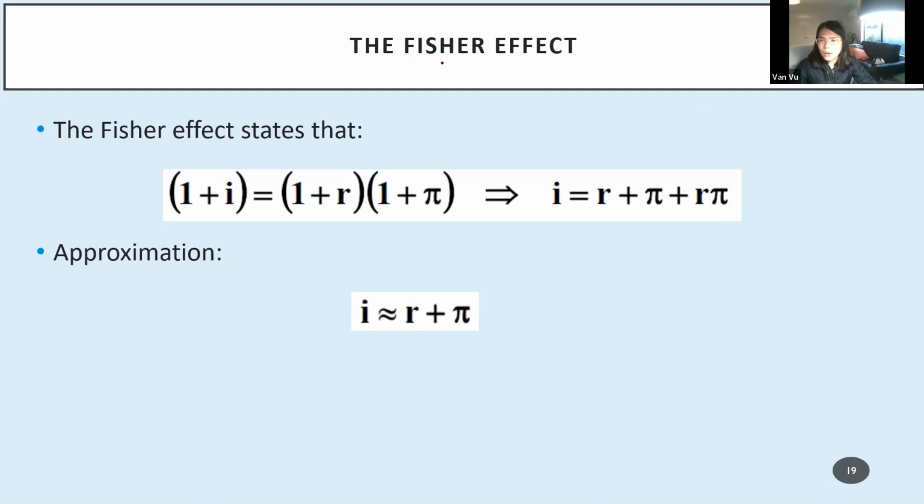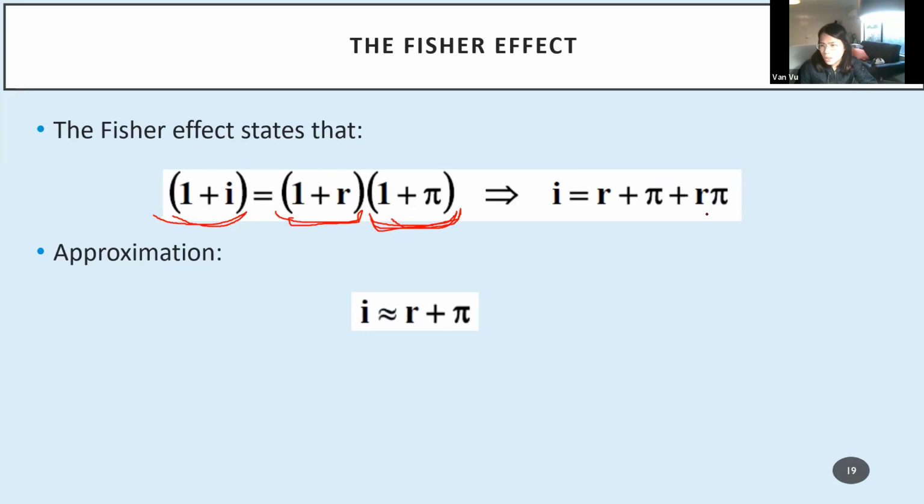Okay, so we have talked about the purchasing power parity, which is the relationship between price levels and exchange rates. We are going to talk about the Fisher effect now. The Fisher effect explains the relationship between nominal interest rates and real interest rate and inflation rate. Accordingly, the nominal interest rate is equal to 1 plus the real interest rate, times 1 plus the inflation rate.